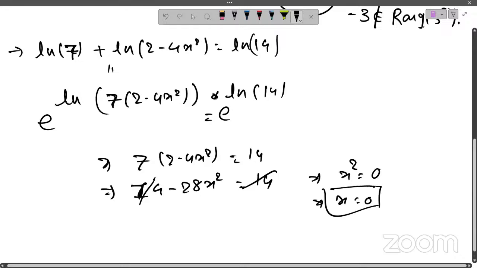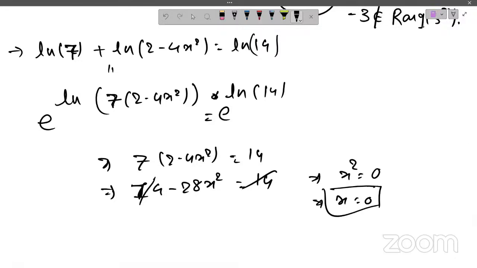So here you don't have to go through that polynomial thing. You could just use the property of log, take the exponential from both sides to cancel out the ln, and then work it out.